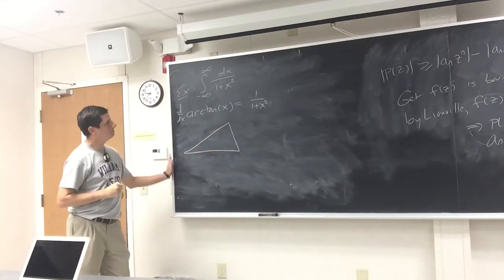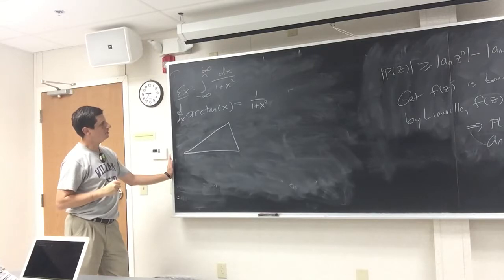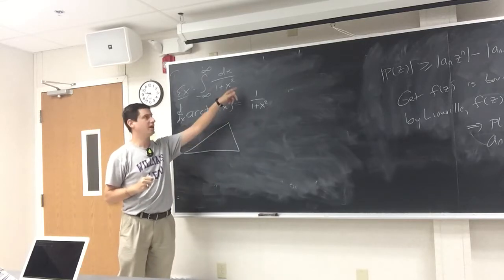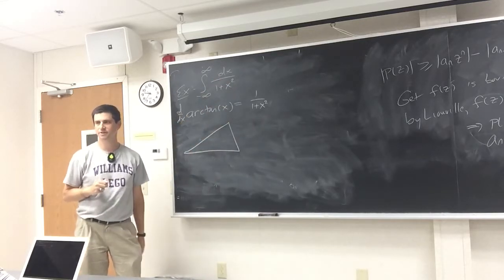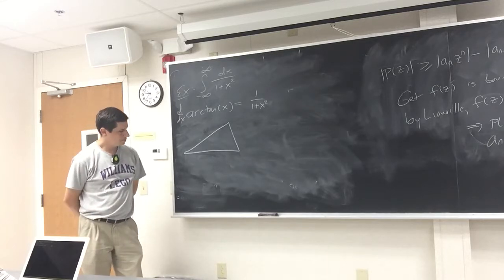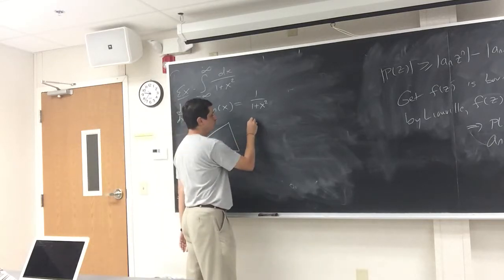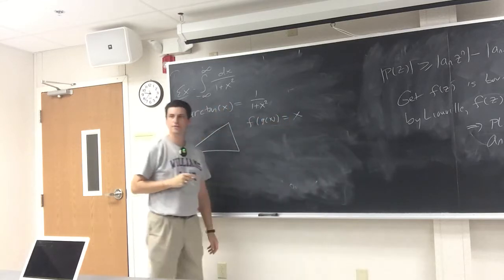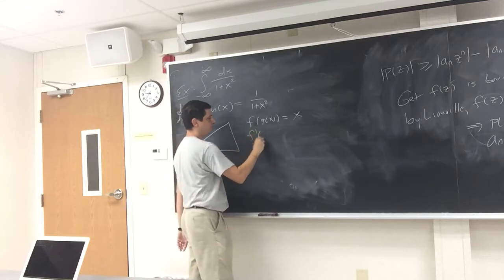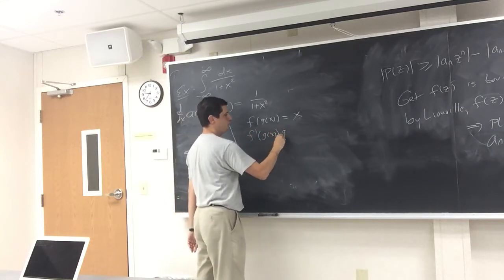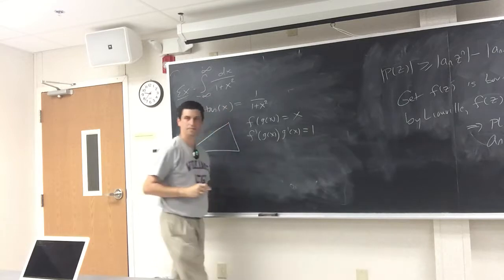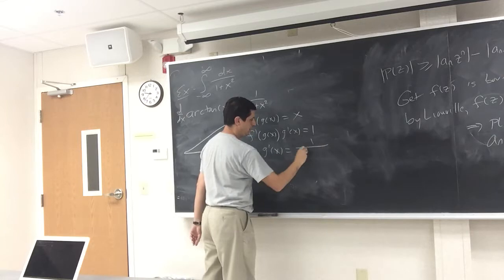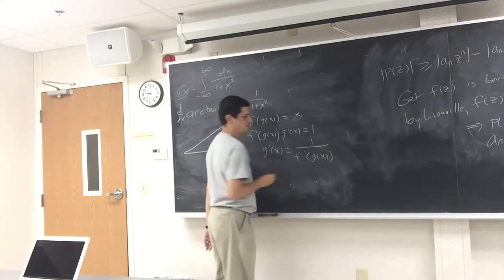Okay, so the derivative of arctangent is 1 over 1 plus x squared. So when we integrate this, we're going to just get arctangent at infinity minus arctangent of minus infinity. Okay, so the rule we use is, imagine you have f of g of x equals x. So f and g are inverse functions. Then f prime of g of x times g prime of x equals 1. So g prime of x is 1 over f prime of g of x.